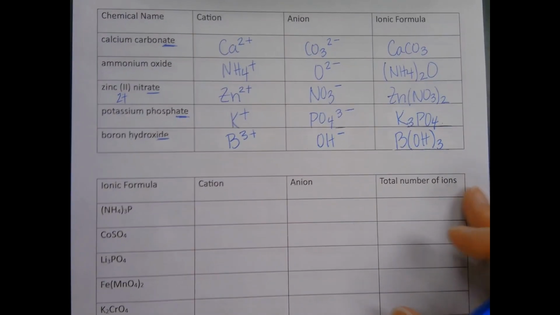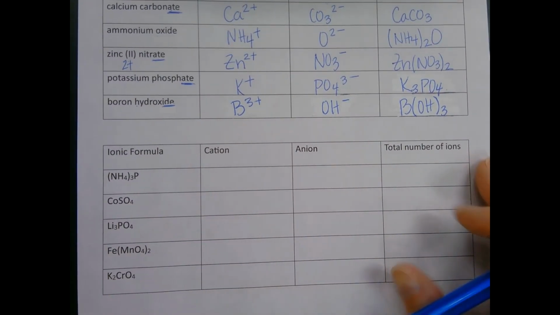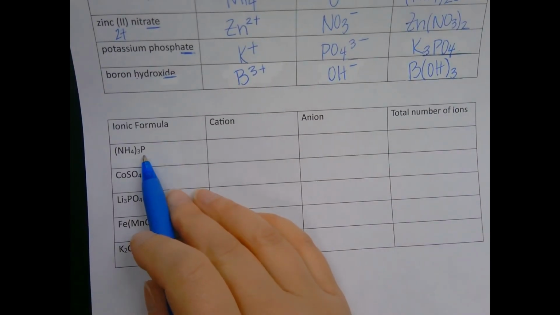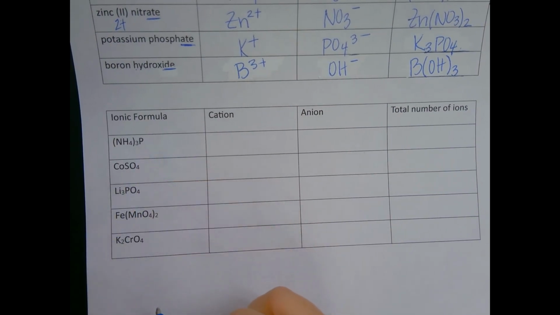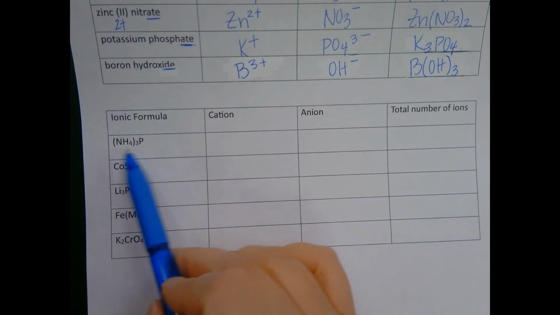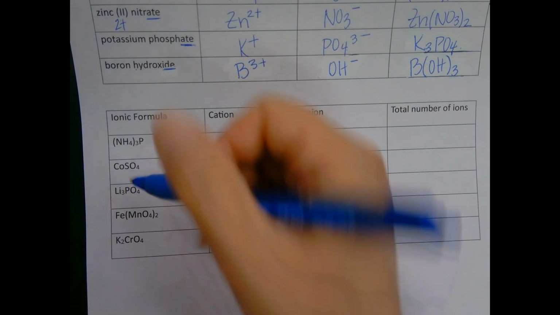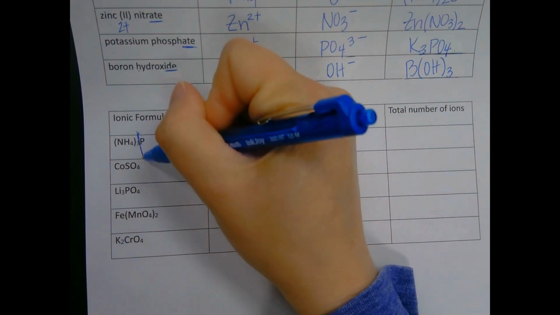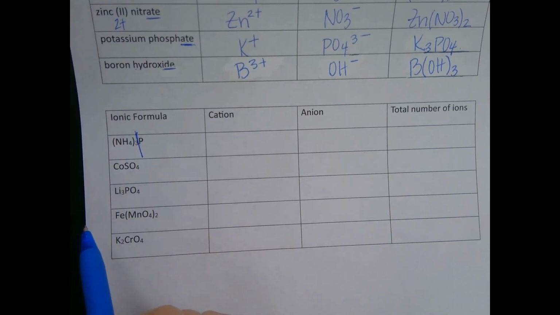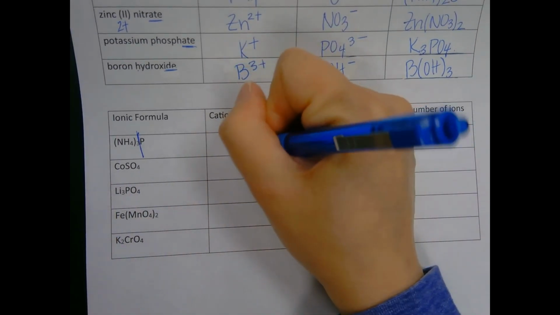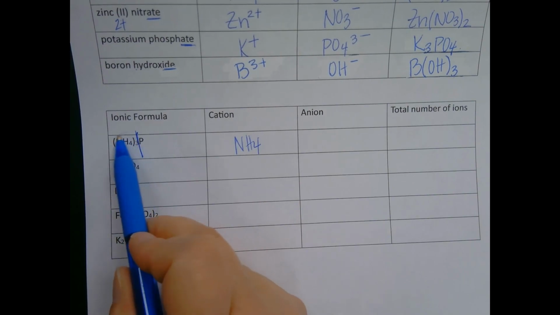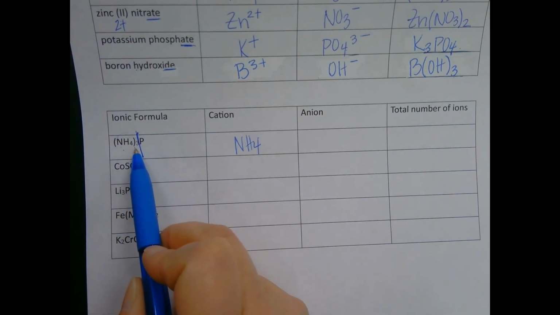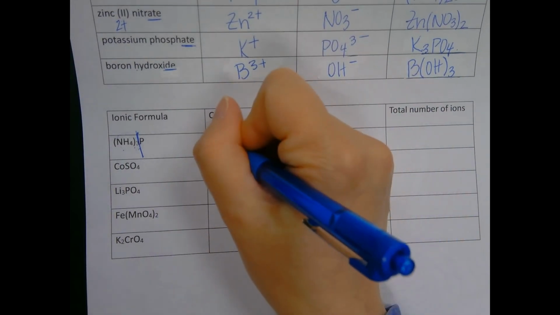Okay, next we're going to split them apart. So I have (NH4)3P. If I said this out loud, it's ammonium phosphide. The first thing that tells me what I've got are these parentheses. That is your clue. So I'm going to split this up after my parentheses because that tells me that I've got a polyatomic ion here. So NH4, because it's what's inside my parentheses, knowing I can't break that up. And this 3 right here is telling me that I have a coefficient of 3.